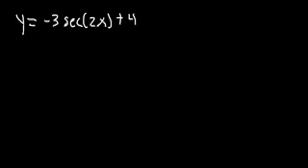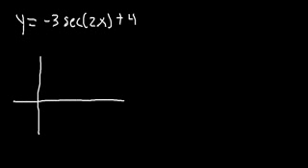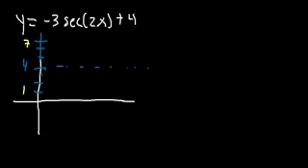Now let's say if you want to graph negative 3 secant 2x plus 4. Secant is one over cosine. So if you want to graph secant, graph cosine first. So the majority of the graph is going to be at the top. So the vertical shift is at 4. Amplitude is 3, so up 3, down 3. So 4 plus 3 is 7, 4 minus 3 is 1.